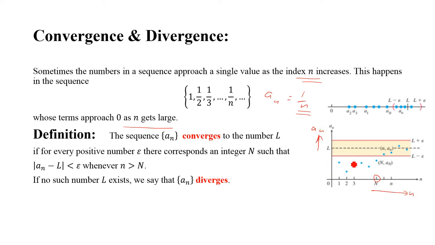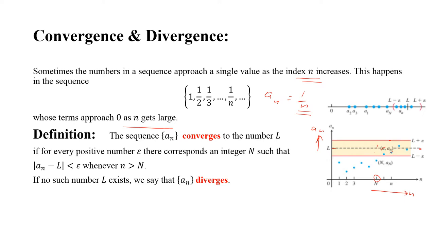This is the graph of the sequence, and after this number, the value of an lies in this rectangle. The lower bound of this rectangle is L minus epsilon, and the upper bound is L plus epsilon. So L lies in the center, and an ranges from L minus epsilon to L plus epsilon. Every term after this number lies within the rectangle. Then we can say that this sequence approaches L, and this sequence is a convergent sequence.